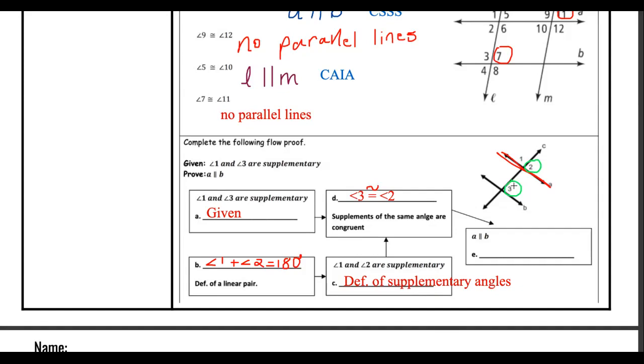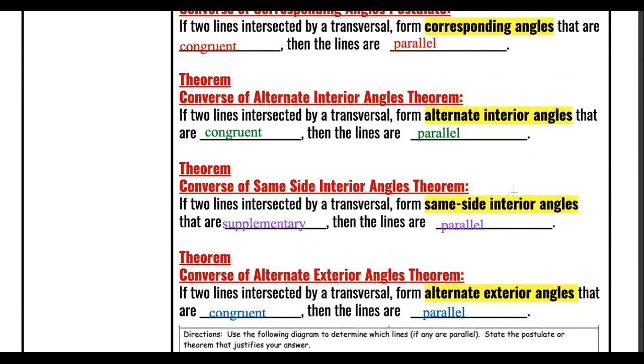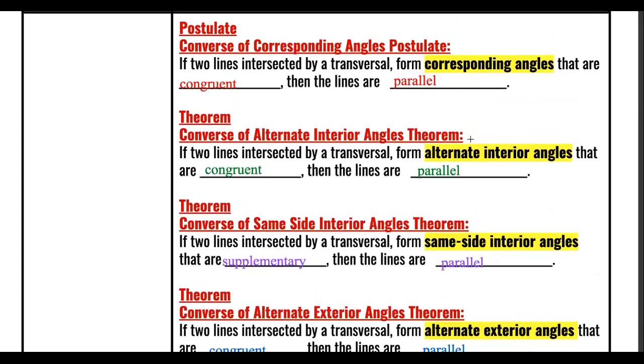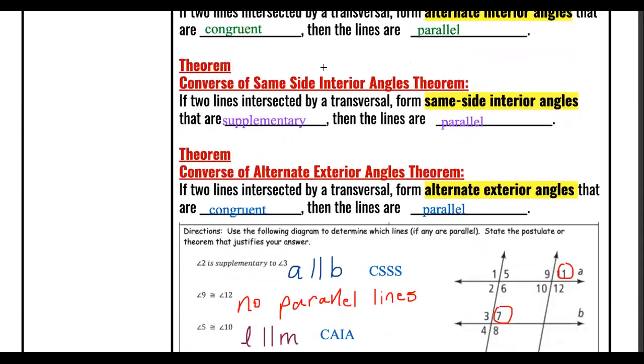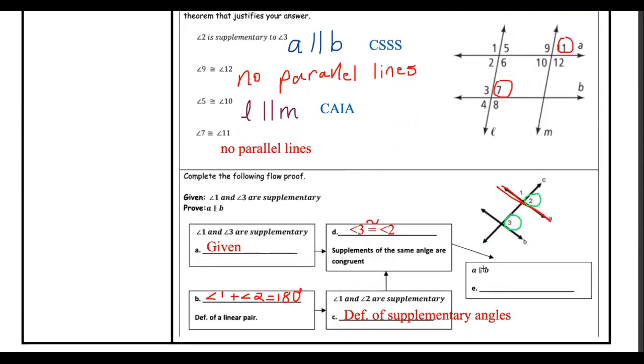That means they're corresponding. So which postulate or which theorem tells us that if corresponding angles are congruent, then the lines are parallel? We're going to use the converse of the corresponding angles postulate. Okay, so that's going to be our statement here, our reason. Converse of corresponding angles postulate. And I'm just abbreviating to save some space, okay?